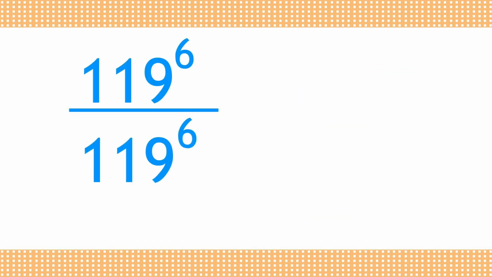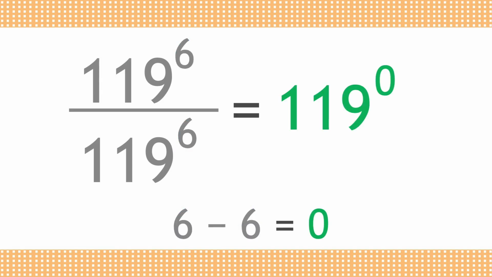What about this problem? When we subtract the exponents here, we get 0. So what is 119 to the 0th power? Well, any number to the 0th power is 1. We can also see this by using our fraction knowledge. Since 119 to the 6th power divided by 119 to the 6th power is a number divided by itself, we know that the answer must be 1.